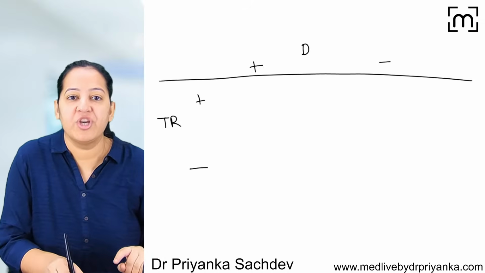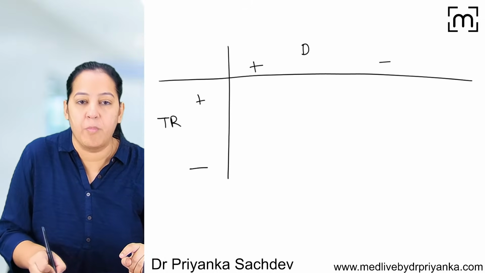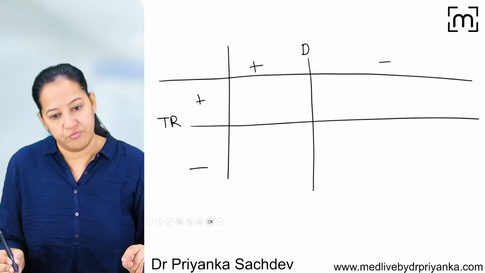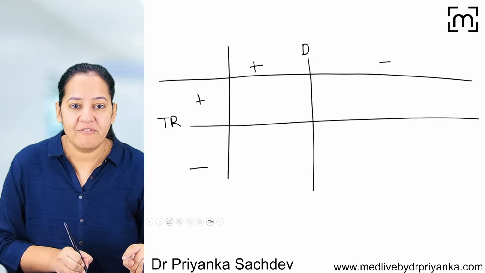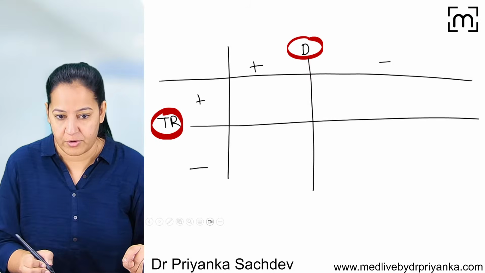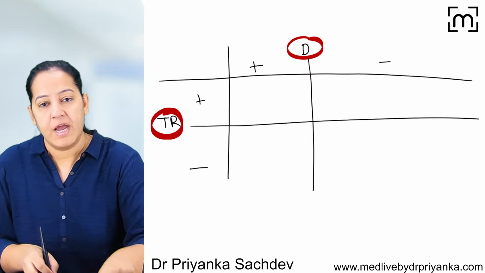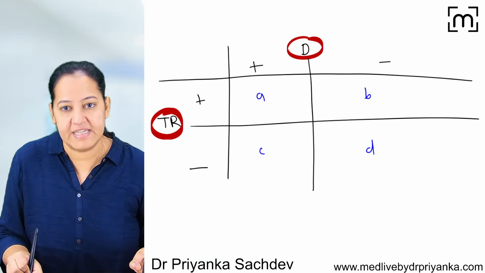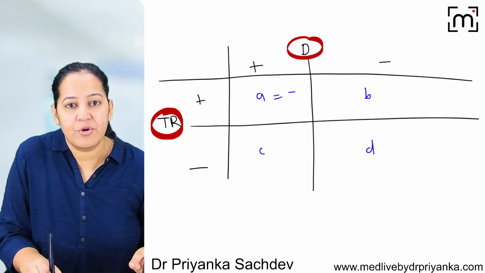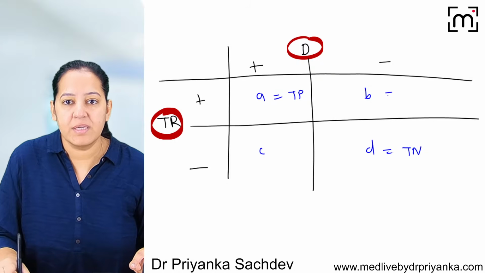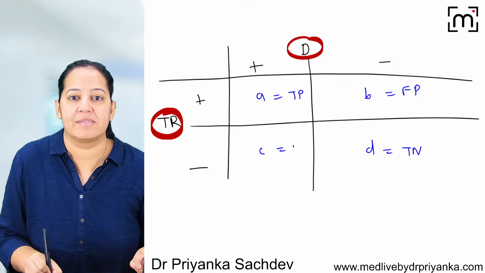So divide the population into 4 groups like this. This is the first thing you are going to do in your exam. The disease at the top, test results at the left-hand corner. Positive, negative, positive, negative, and always say A, B, C, D. A is your true positive, this is your true negative, D is your... This one is false positive and this one is false negative.